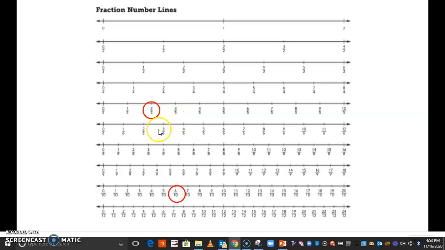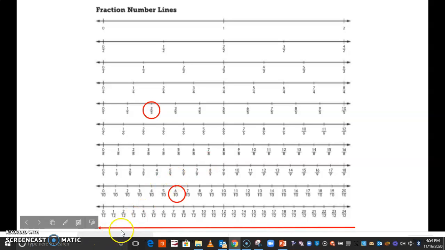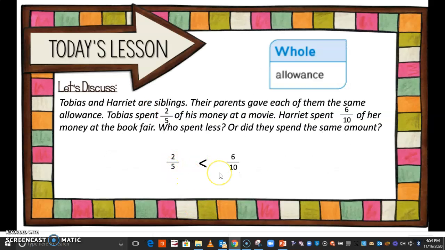Now, careful, this story problem's not asking who has more or closer to the whole. It wants to know less, so now we're looking at which number comes closer to 0. If we look at that, 2/5 is the number that's furthest to the left. So 2/5 is less than 6/10. That's how it would look if you wrote that out: 2/5 is less than 6/10. Now we remind ourselves what the question was actually asking: who spent less? The answer was Tobias.